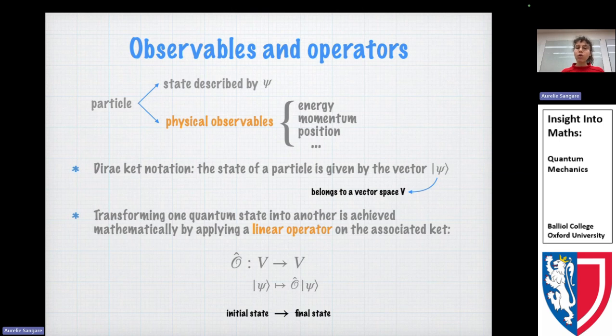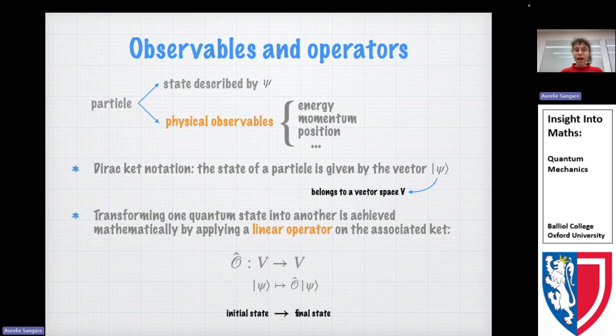And mathematically, the way that you implement your transformation of the quantum state is that you apply a function which we call a linear operator on the associated ket. So you have some particle whose quantum state is described by the wave function psi, and there is an associated vector ket psi, which is an element of a vector space V. And now, in order to transform the state of your particle, you act on ket psi with the operator O hat. So hat, putting a small hat above, that's the notation for operators.